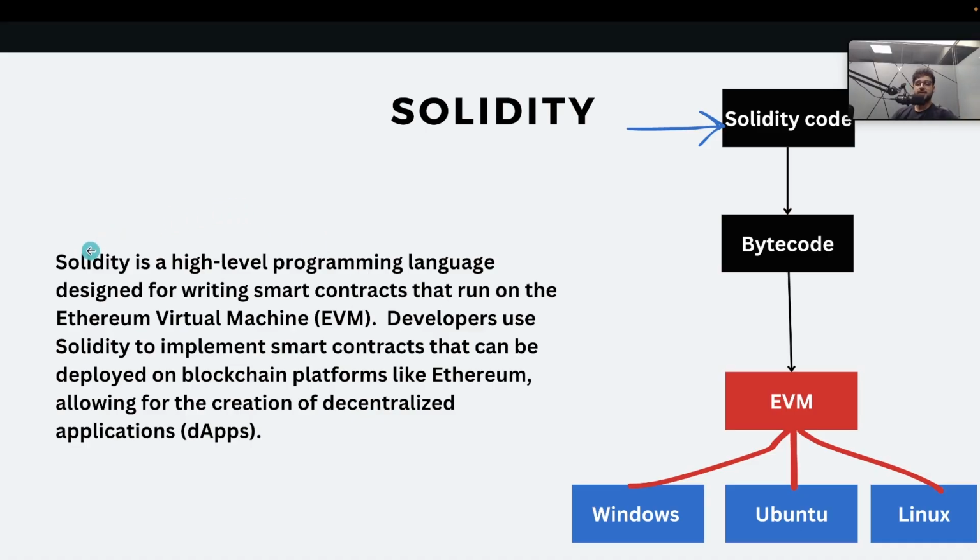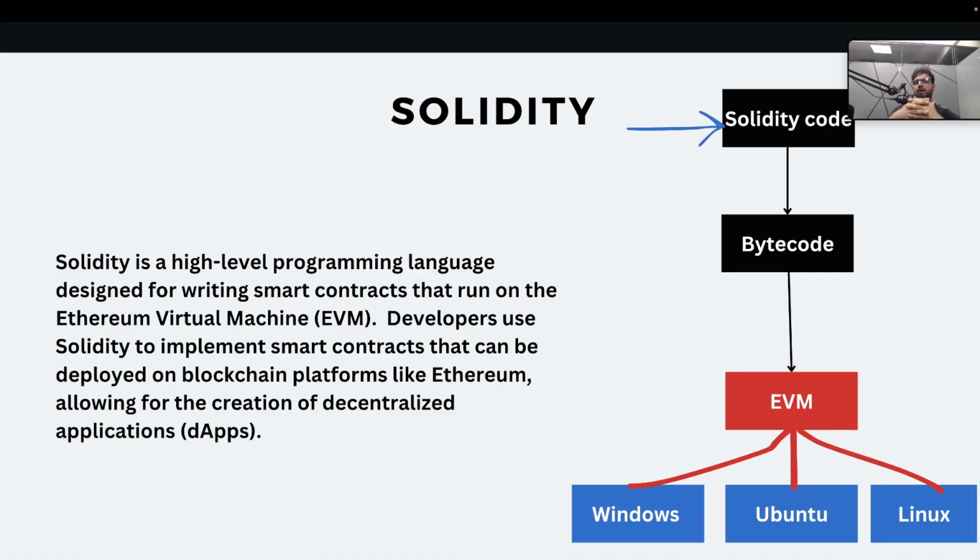Solidity is a new language that the Ethereum folks created, designed for writing smart contracts that run on the Ethereum virtual machine. So whatever code you write here doesn't directly run here. It of course gets converted into a format which runs on the Ethereum virtual machine. Developers use Solidity to implement smart contracts that can be deployed on blockchains such as Ethereum, but Solidity is only for Ethereum or EVM chains, allowing for the creation of decentralized applications or dApps.